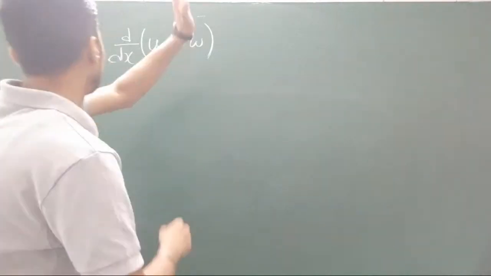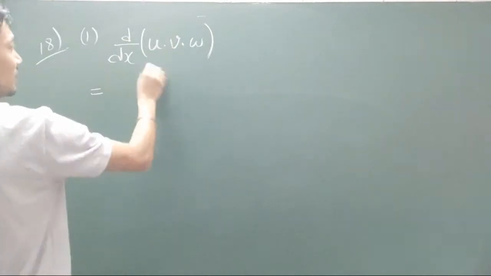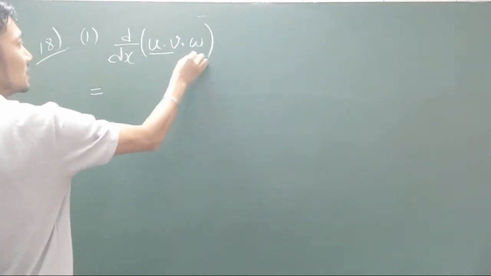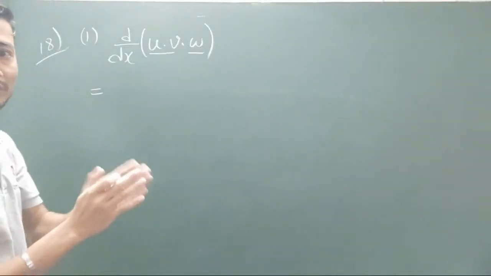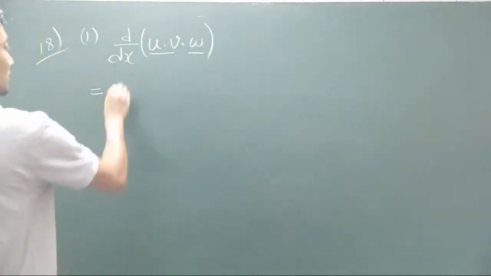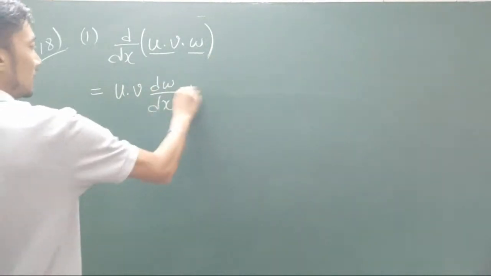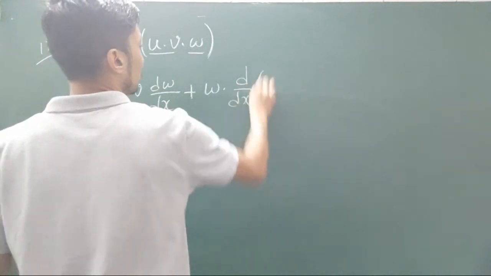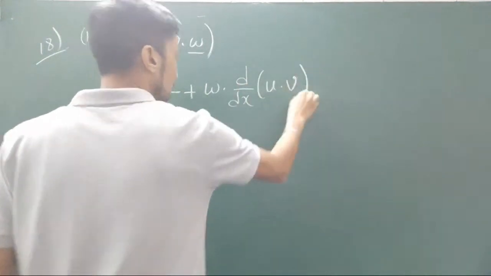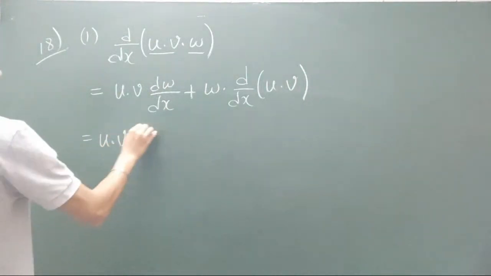I'll just start with the derivation. So we have actually three functions. So I'll group them, this and this. So we have two functions. First, apply the product rule for two functions. That's going to be u into v, derivative of w with respect to x, plus w into derivative of u into v.